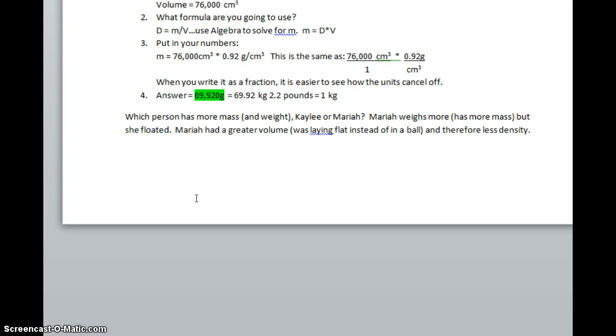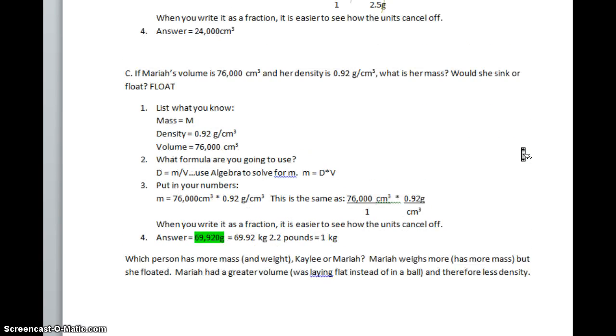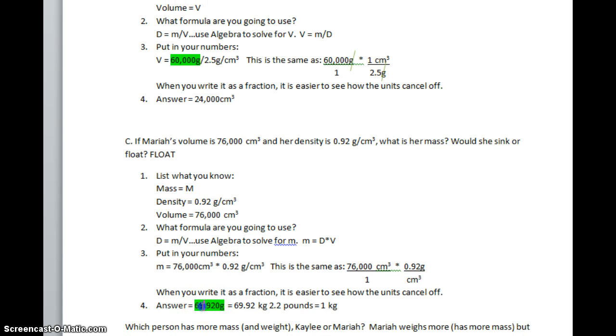So if you picture them swimming, Mariah was laying flat and floating in the pool, whereas Kaylee was tucked up into a ball. And therefore, Mariah has less density. So she was spread out, and therefore she has less density. Because even though she did weigh more, we're only talking like 20 pounds different. And I don't want you to think, oh, well, maybe it's because it's fat and fat floats. No. Okay? We'll just assume that Mariah's taller and maybe Kaylee's in 5th grade and Mariah's her older sister who's in high school. Okay? All that stuff.